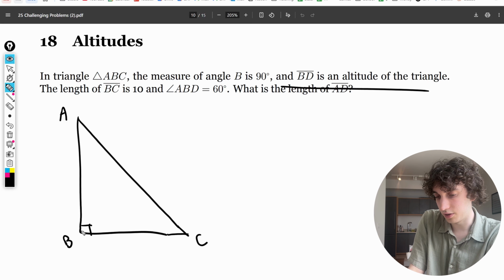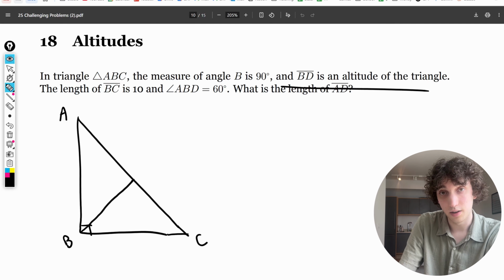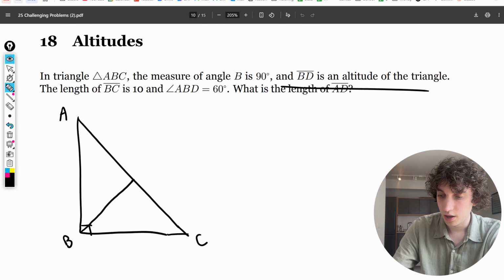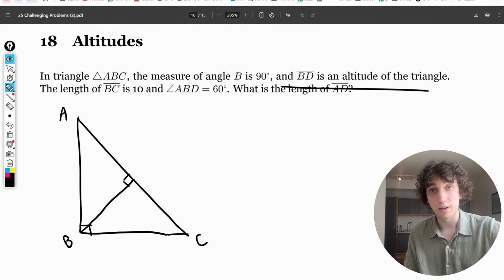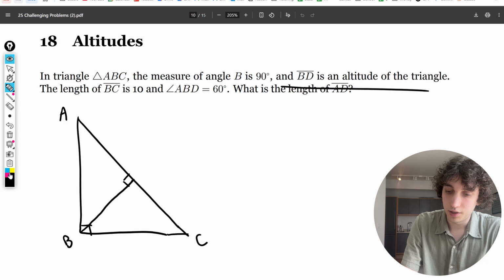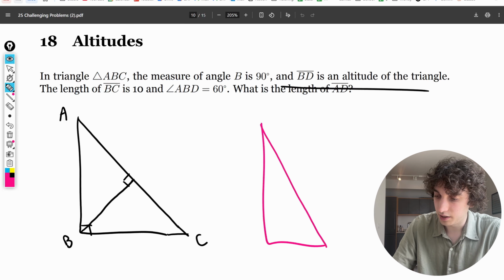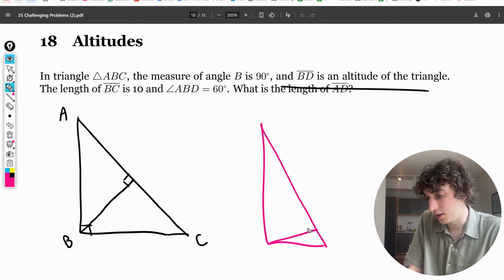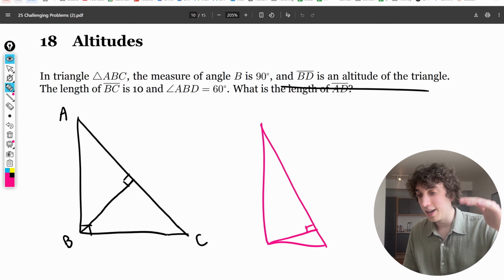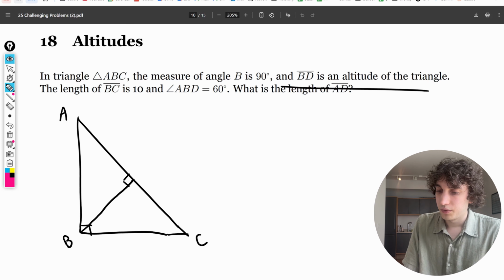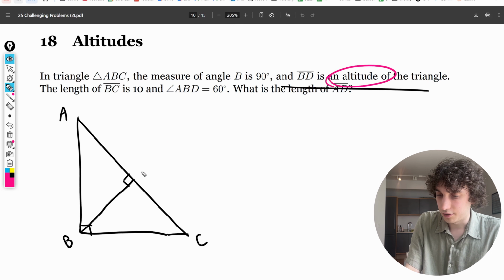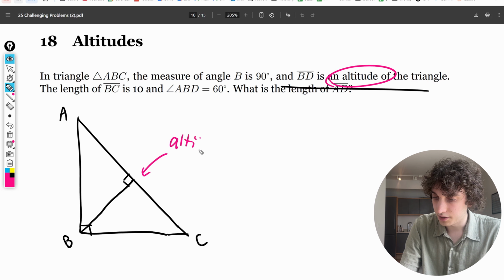So an altitude is just a line that connects one of the vertices of the triangle, that's like one of the corners, to the side across from it, such that it creates a 90-degree angle, or it's perpendicular to that side. So it's not necessarily the midpoint. Imagine a triangle that's super skinny. The altitude would be down here, right? Because that creates a 90-degree angle. Definitely not the midpoint.